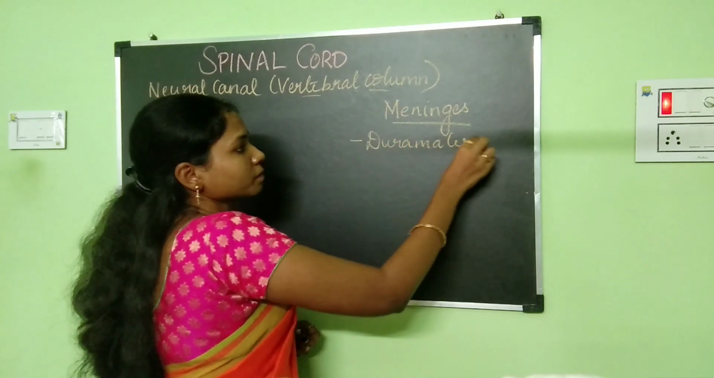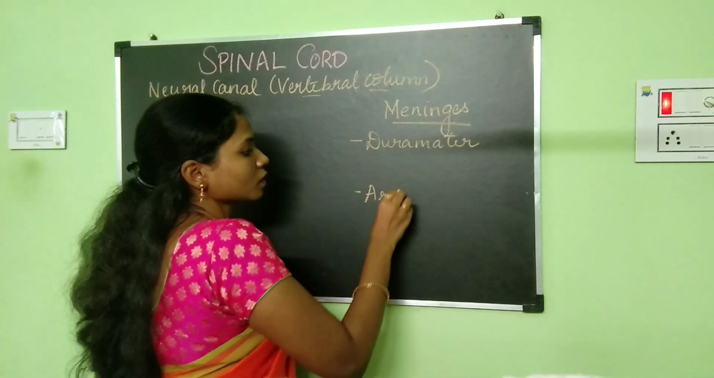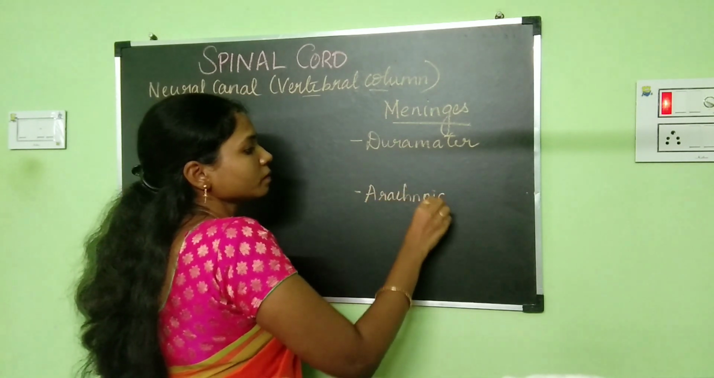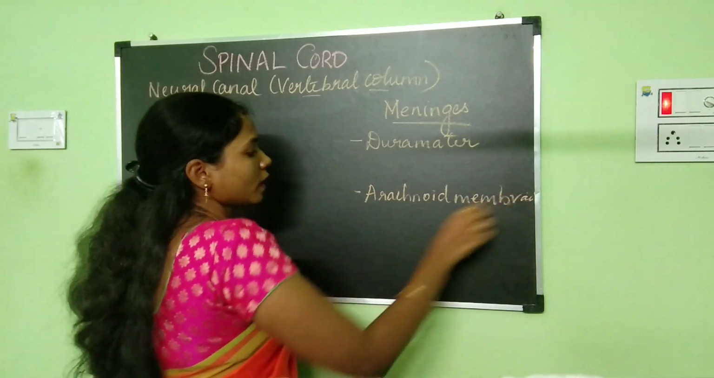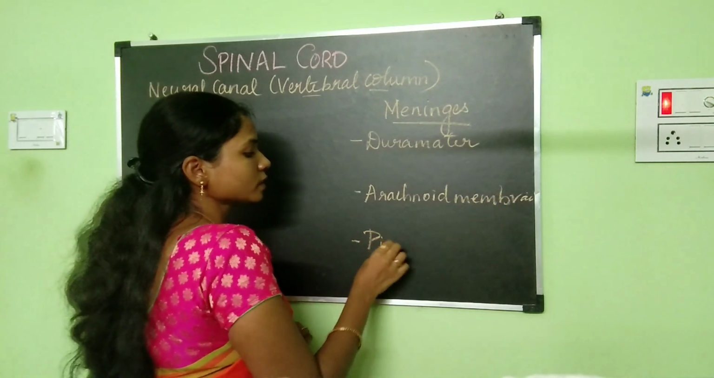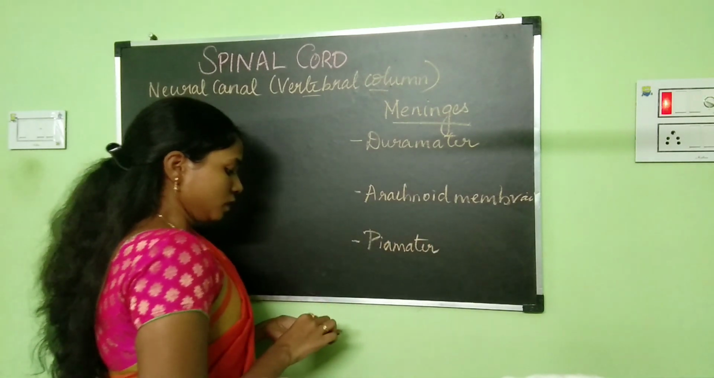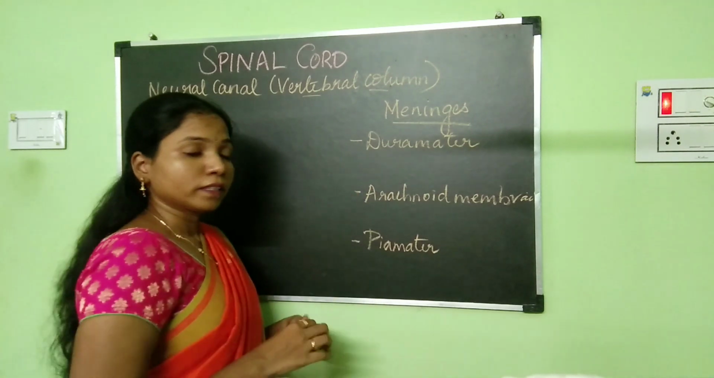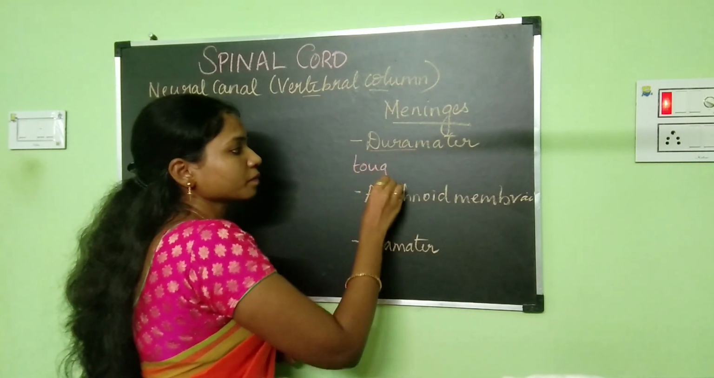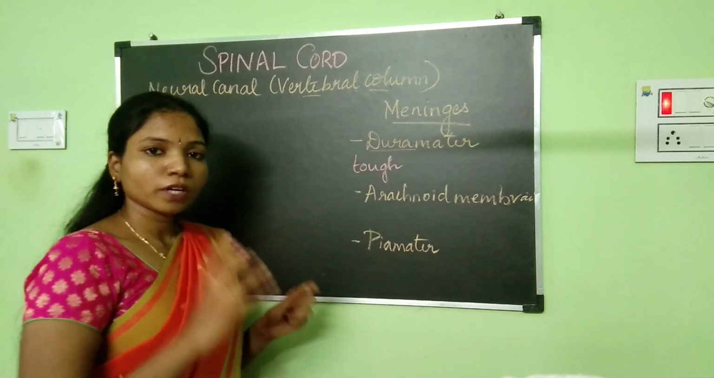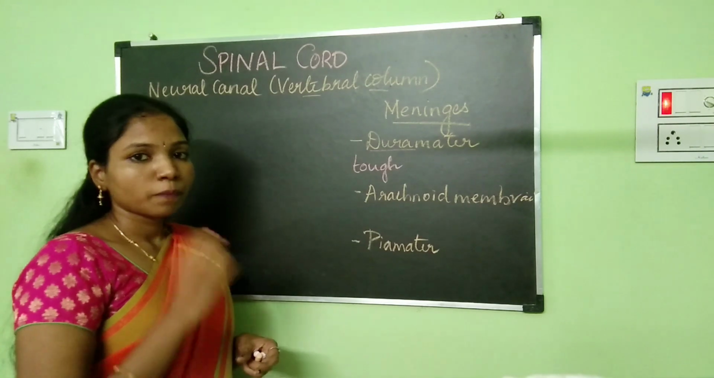The 3 membranes are the dura mater, the arachnoid membrane, and then the last one is the pia mater. So what is this dura mater? The word dura means tough. So this dura mater forms the outermost tough covering of the spinal cord.